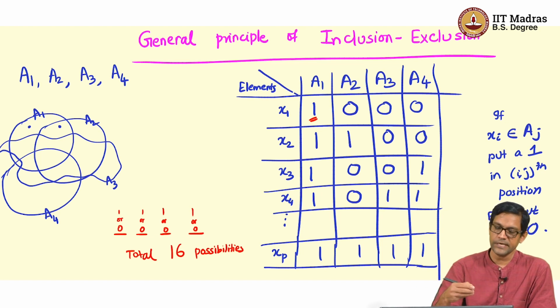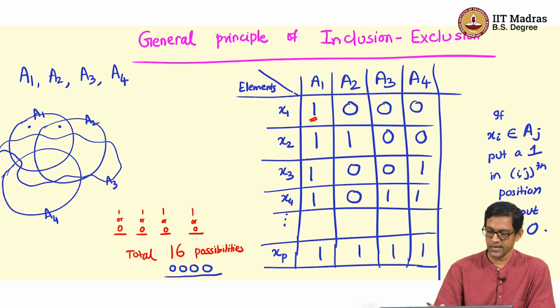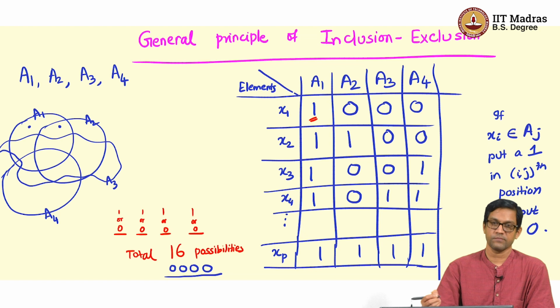we are looking at elements which belong to at least one of the AIs. So the possibility 0 0 0 0 will never occur in what we are doing, because this possibility means that the Xi is not in any one of the AIs.